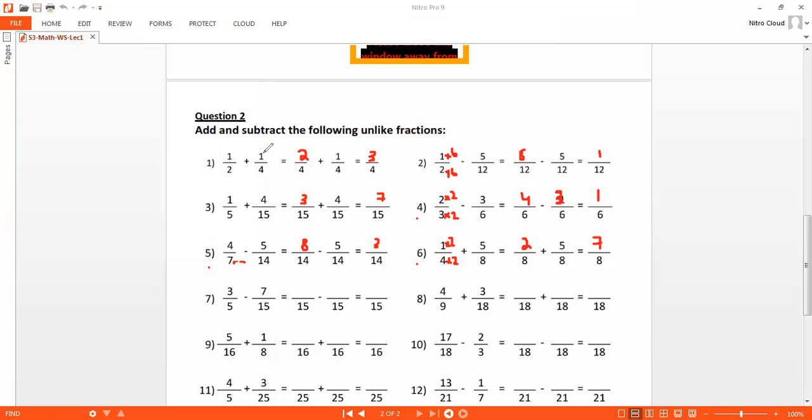Yalla, Lana. Okay. Number 7. Yes, miss. 3/5 minus 7/15. 5 times 3. Excellent. So we multiply the first fraction by 3. So what do I get? 9. Yes. And the second fraction stays as it is, which is 7/15. Now the final answer? 2/15. Very good. Yalla Muhammad, it's your turn.